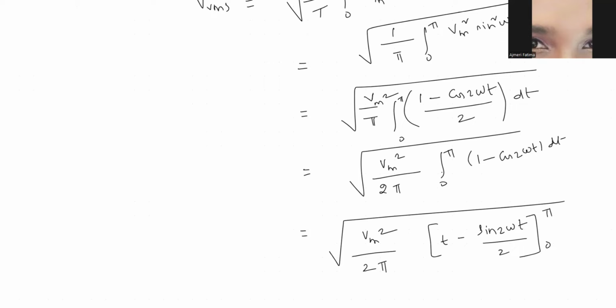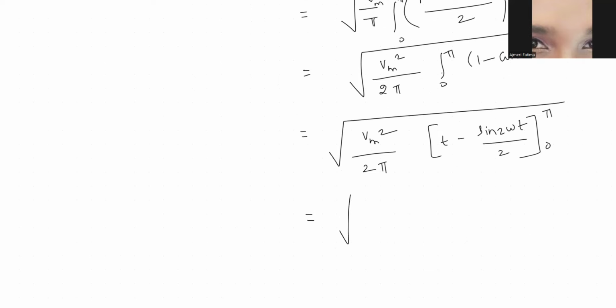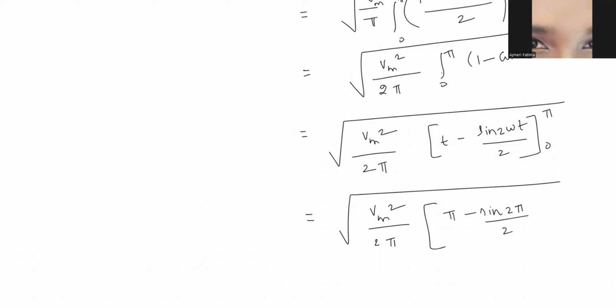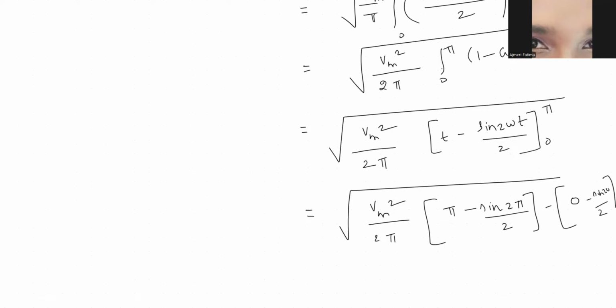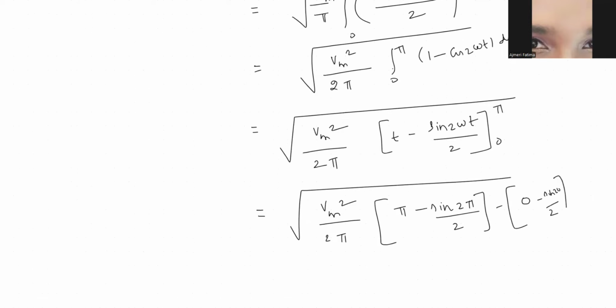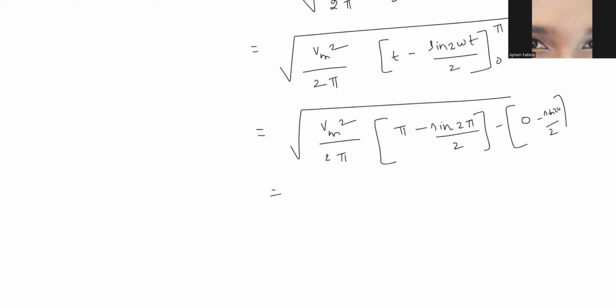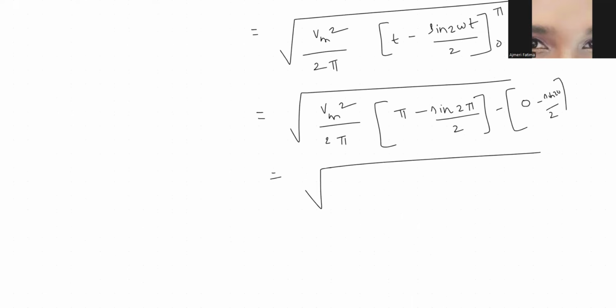So that would be Vm square by 2 pi into apply upper limit and lower limit, right? So it would be pi minus, in the place of t, you write pi, sine 2 pi by 2, right? As lower limit, it would be 0 minus sine 2 into 0 by 2, so it would be 0. So under root Vm square by 2 pi, this would be pi minus sine 2 pi by 2, which is 0.